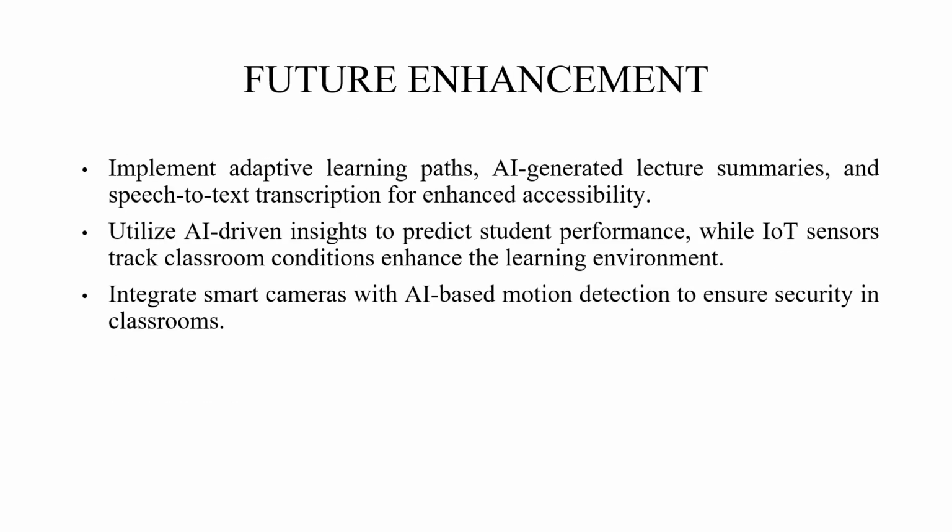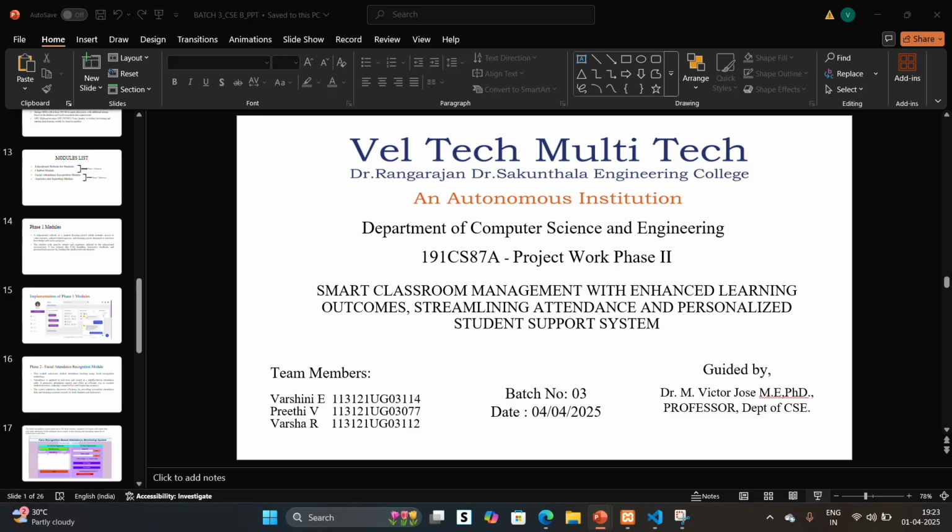In future, we plan to implement AI-based adaptive learning paths, develop AI-generated lecture summaries, add speech-to-text transcription for better accessibility, and introduce AI-based motion detection for classroom security. These improvements will make the smart classroom more efficient, interactive, and secure. So now let us look into the output of it.